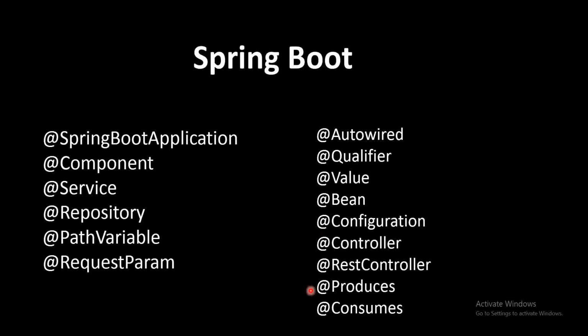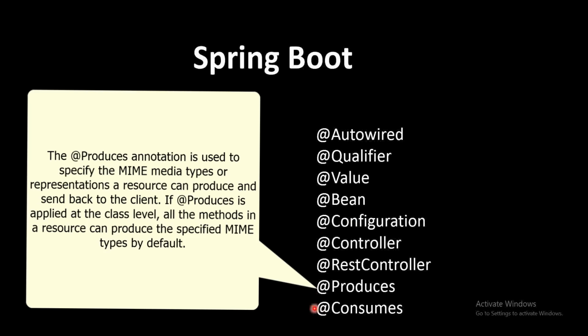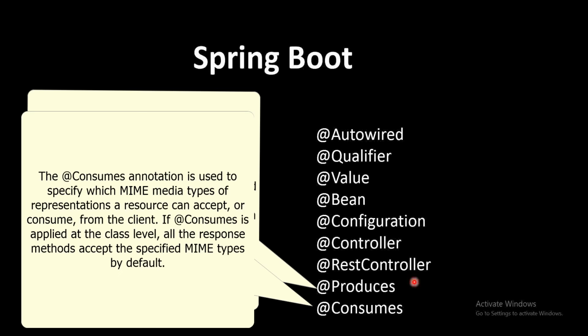Then the last are @Produces and @Consumes. Produces and consumes are the most commonly asked questions in interviews. First we will check @Produces. This specifies which MIME media type of the resource we are sending to the client as a response. Which form of response, which media type resource we are sending to the client as a response, that we can give using @Produces.